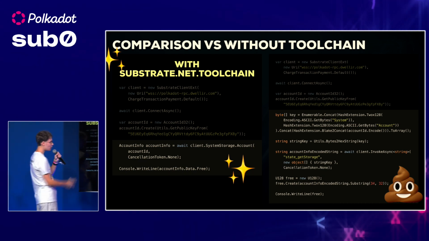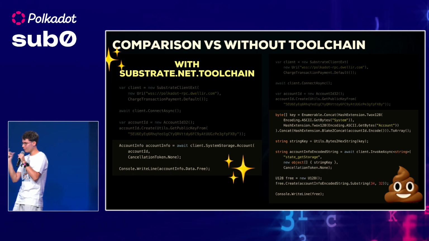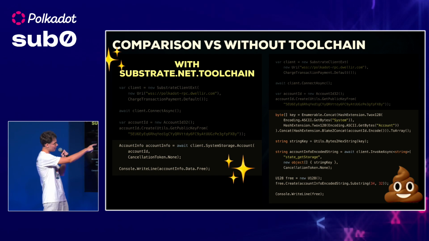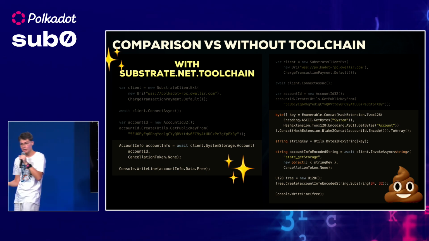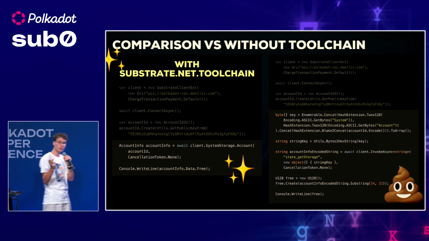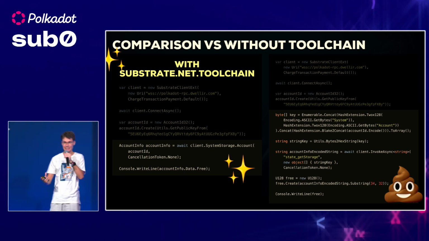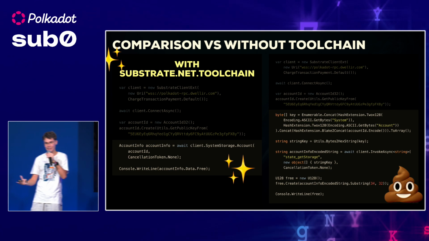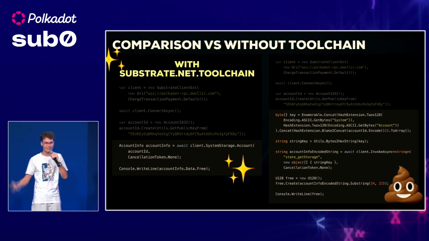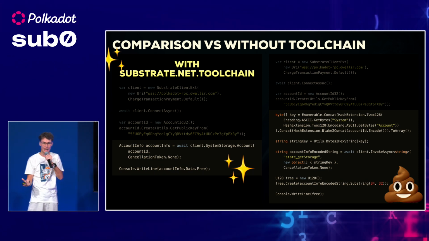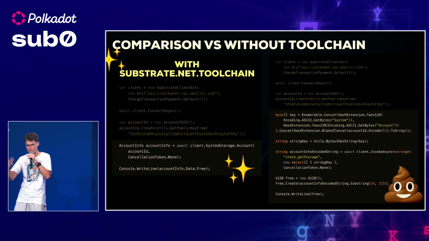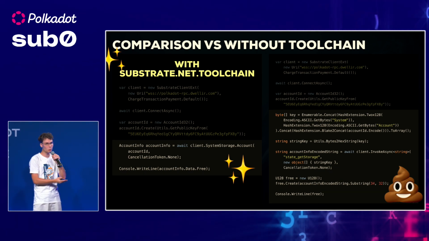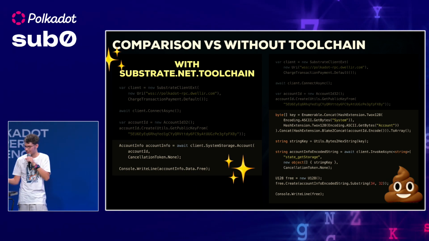On the right, you can see that I had to find out what exact hashing functions I had to use. I also had to fill in some strings. Maybe I could have made a typo. And also, what if your chain upgrades? Then you would have to rewrite the whole code. But with the sub0 toolchain, you can just run the simple command. It will regenerate all of those files. It will make all of the changes that are present on that chain. And your client code will still work as intended.